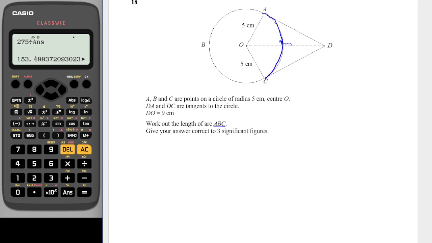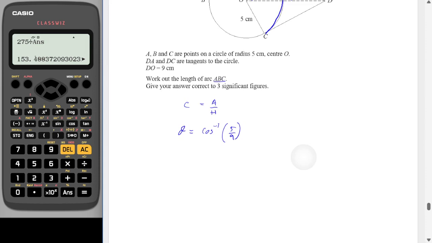Okay, to do that we need to work out the angle AOC first of all. And we're going to do that by, first of all, using trigonometry here. If I want to work out that angle there to start with, we've got the hypotenuse and the adjacent this time. So we're looking at the cos ratio. So cos is equal to adjacent over hypotenuse. So the angle is going to be equal to cos to the minus 1 of 5/9.